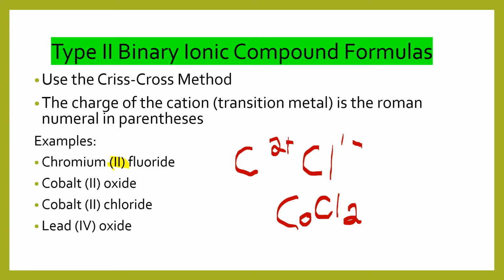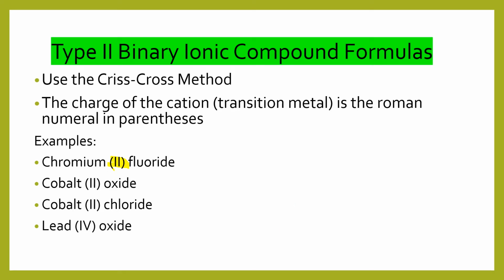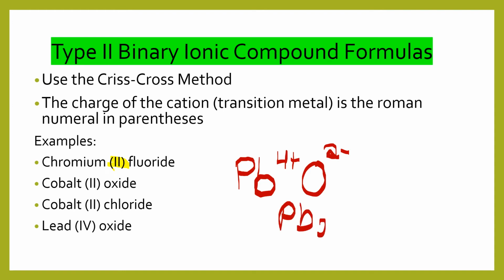And then let's look at lead 4 oxide. This one's a little different because we have that charge of 4, which we haven't seen in type 1. So we have lead, which again is not in the D block, but is a transition metal. And it says lead's charge is 4. And we know it's positive because it's a metal. Then we have oxygen, which has a 2- charge. All right, so what we can do here before we even crisscross, well, let's just crisscross first. Let's crisscross. So we get Pb2O4.